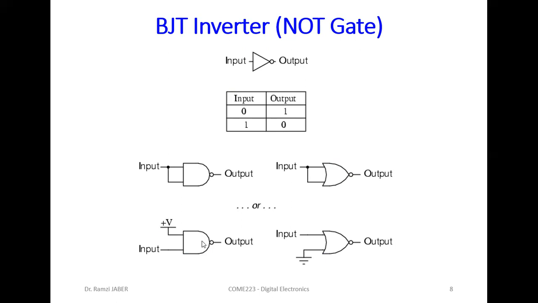Or if I put one of the inputs of the NAND at high, plus V means high, and the other input here, the output will be inverted. Reverse in NOR: one of the inputs is put on the ground, 0 volt. Okay, the output will be inverted. Okay, so this is a refresher.